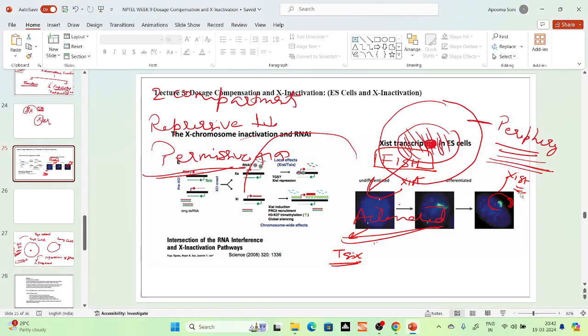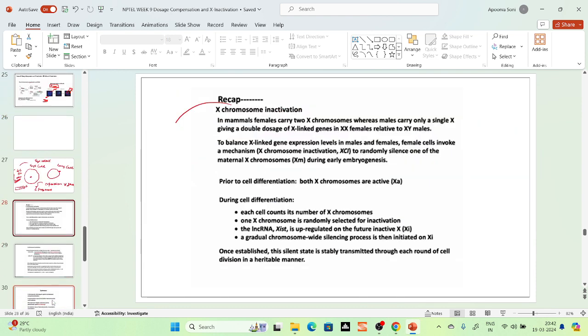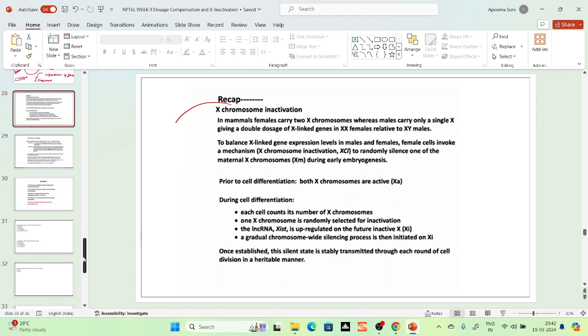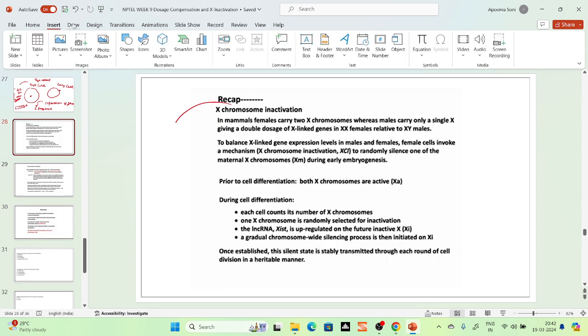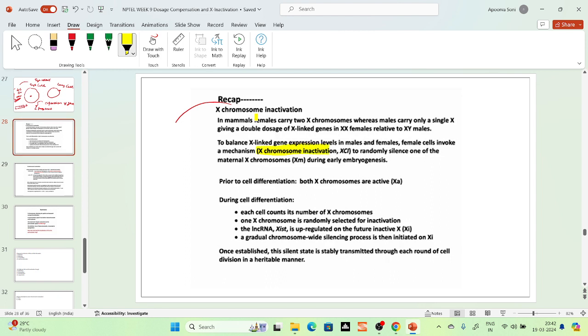Okay, now this is just a recap, to recollect what we have studied. You can just go through it. I will not be repeating it, or let us just have a very quick look. What we have studied up to now is that females carry two X chromosomes and males carry only one X chromosome, giving a double dose. Therefore, to balance the X-linked expression, females have a mechanism known as X chromosome inactivation, where there is a random silencing of one of the X chromosomes during early embryogenesis.